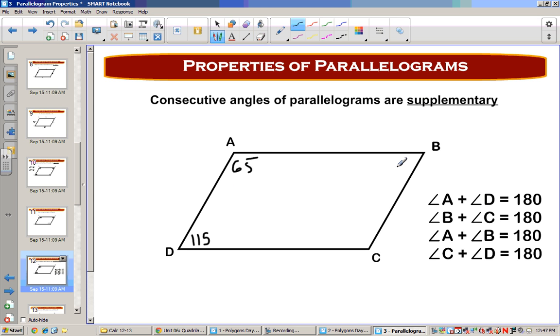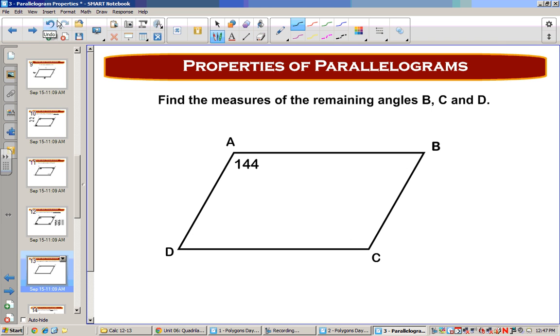Subtract this from 180, and I get 115. Subtract that from 180, 65. Subtract that from 180, I should get 115. Keeps going around. And so if I have 144, if I want to find the other angles, I subtract that from 180, get 36. Subtract that from 180, and subtract that from 180, and so on and so on.